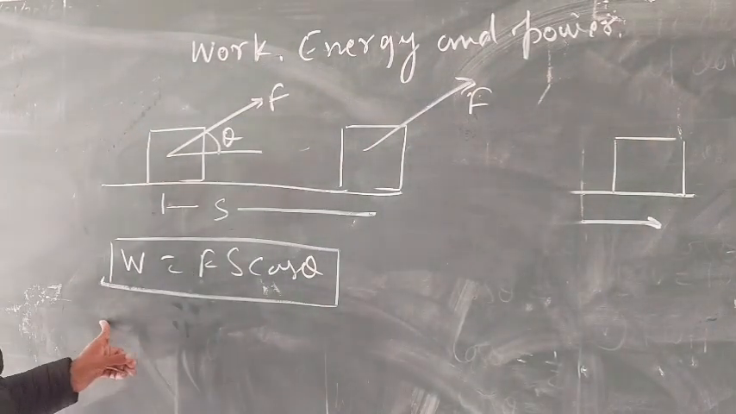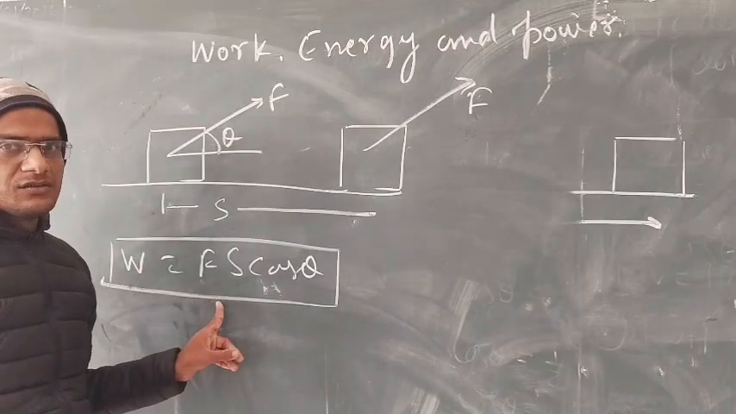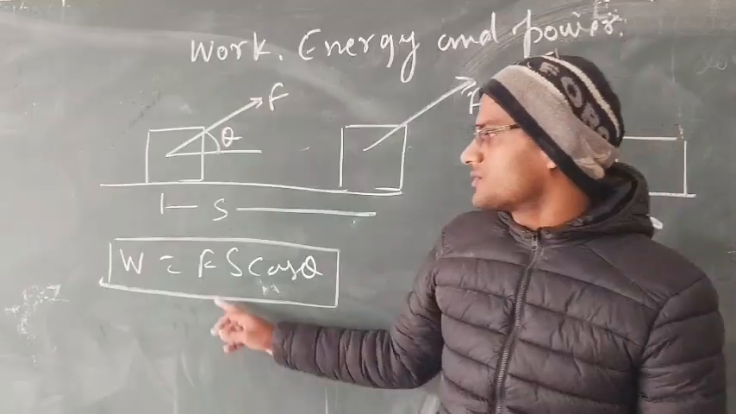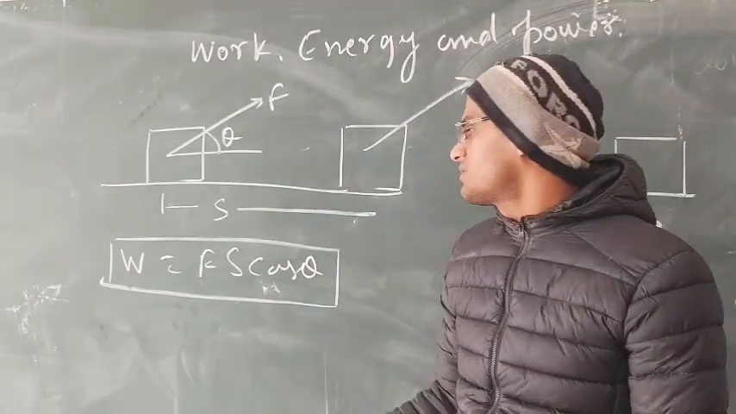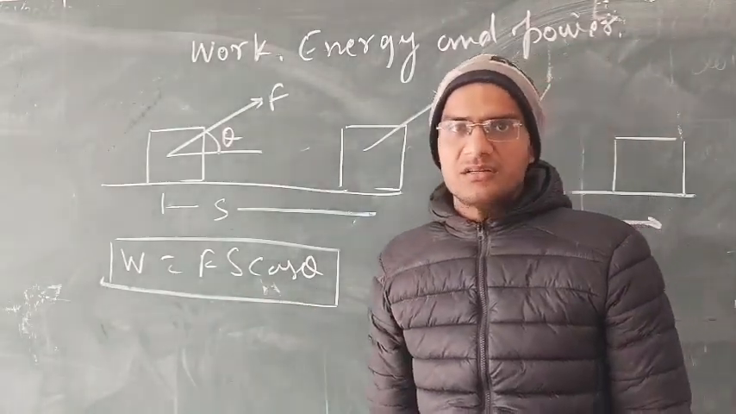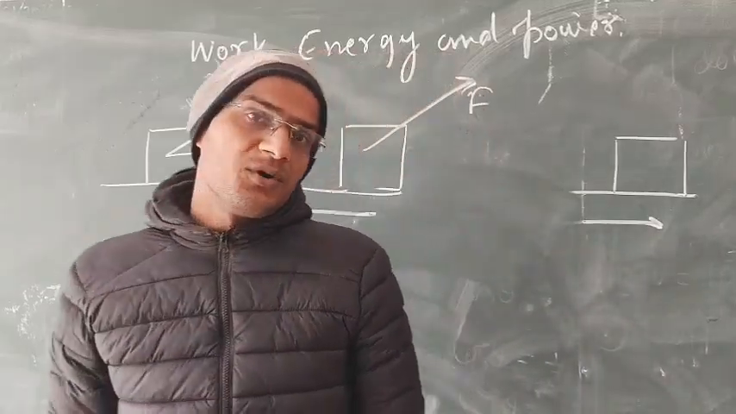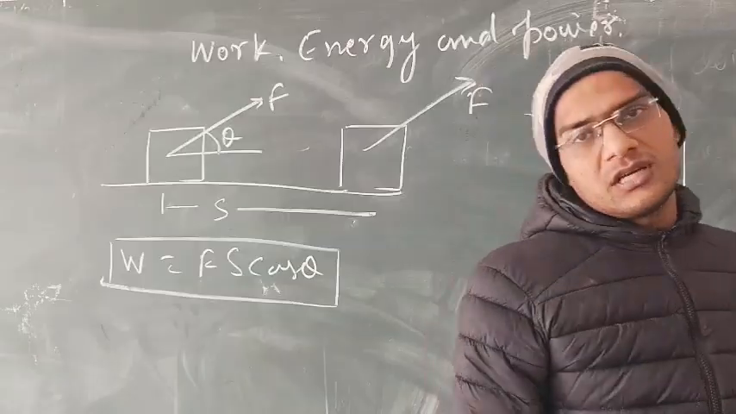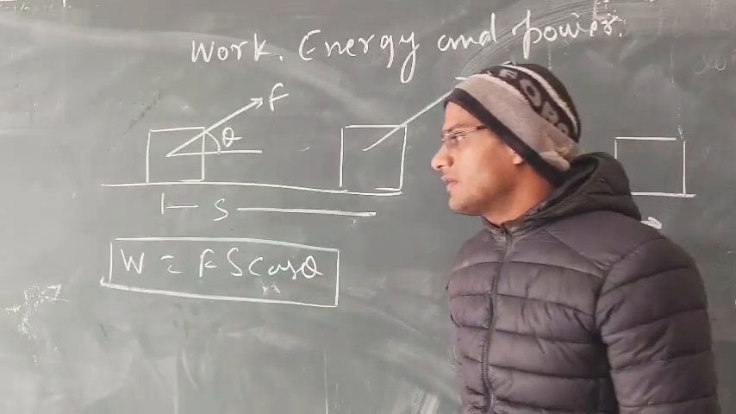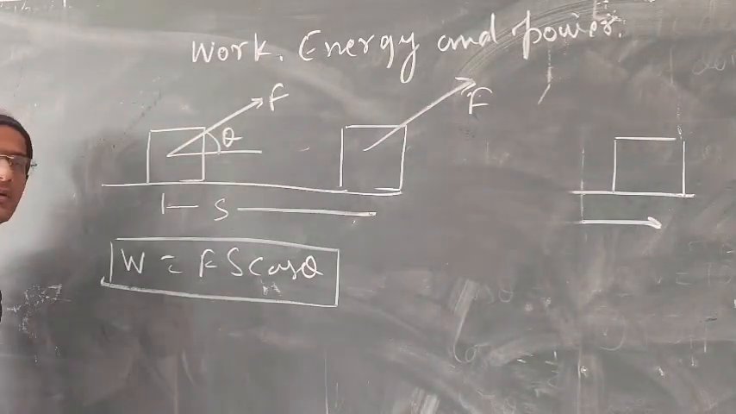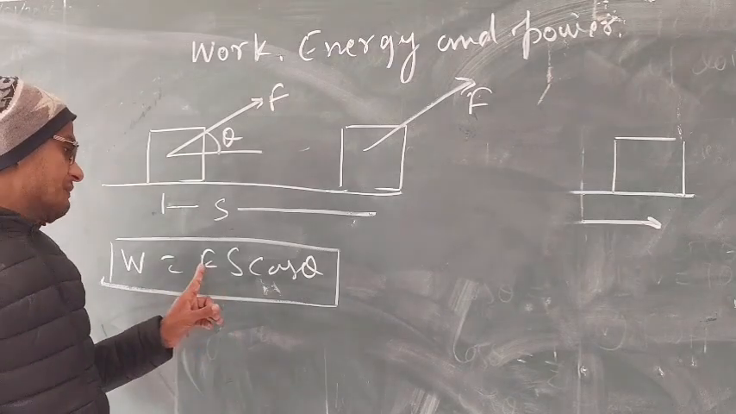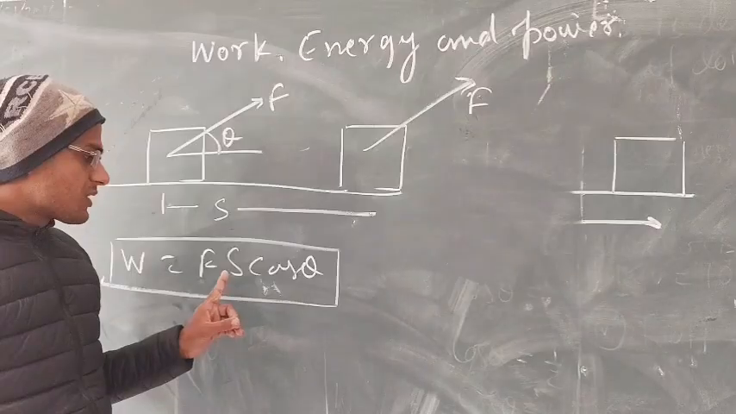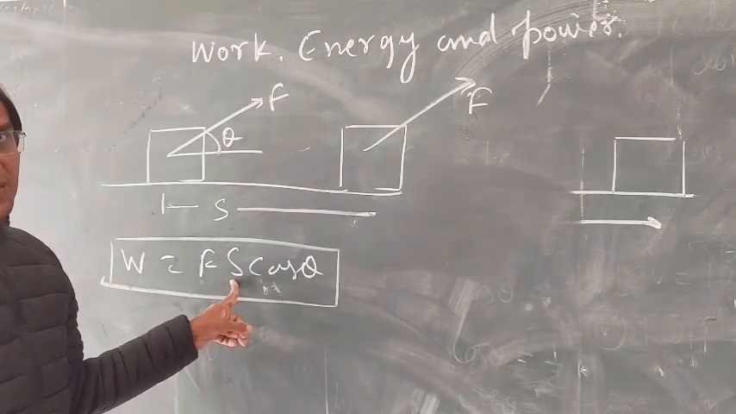Work is a scalar quantity and its SI unit is the joule. The work done depends on three factors: force, displacement, and the angle between force and displacement. The work done will be positive if the angle between force and displacement is an acute angle. The work done will be negative if the angle between force and displacement is an obtuse angle.